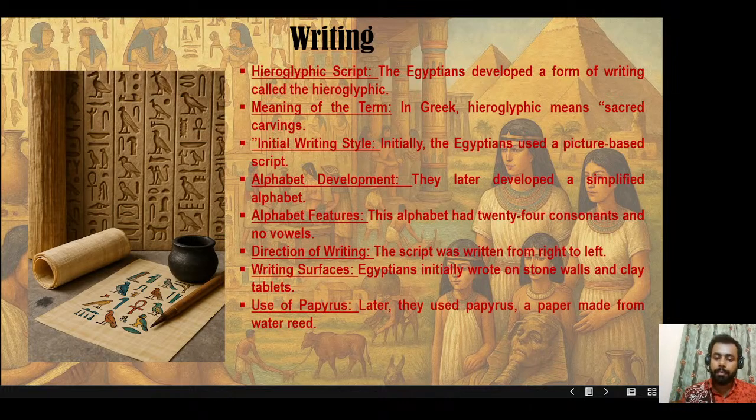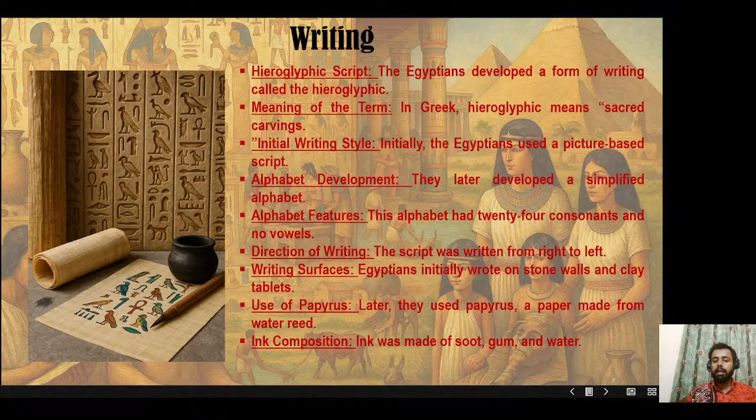Later they used papyrus, a paper made from water reed. So water reed was used to make a kind of paper called papyrus. This was how they wrote.